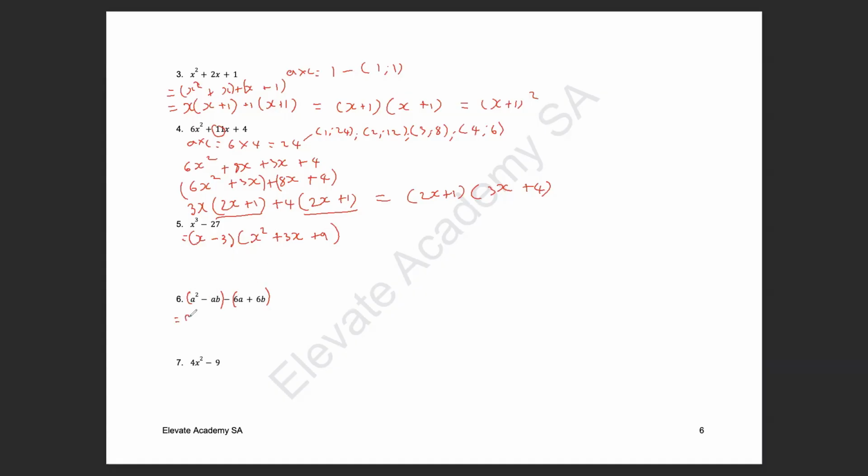So here A is our common factor. Then we divide this first term by our common factor, and we're left with A. Divide the second term by our common factor, and we're left with B.